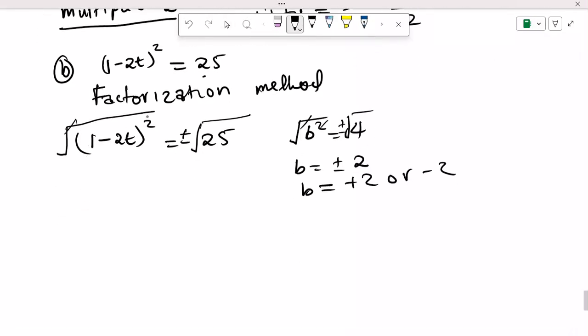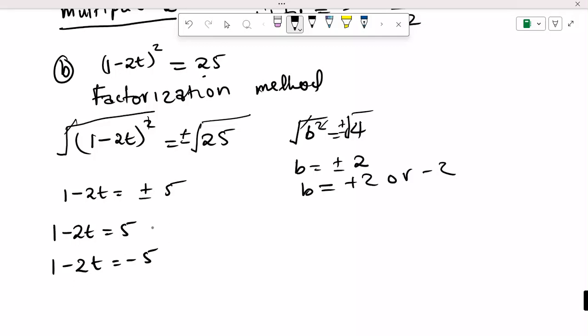So this and this will cancel. So you have 1 minus 2t equals plus or minus. So the square root of 25 is what? 5. Okay. So here you have two equations. Here you have positive 5 and negative 5. So you have 1 minus 2t is equal to positive 5. Also you have 1 minus 2t equal to negative 5. So here you solve for t, and here you also solve for t.